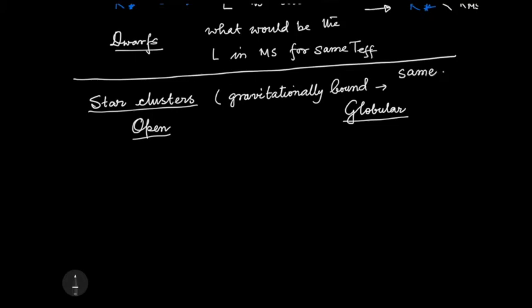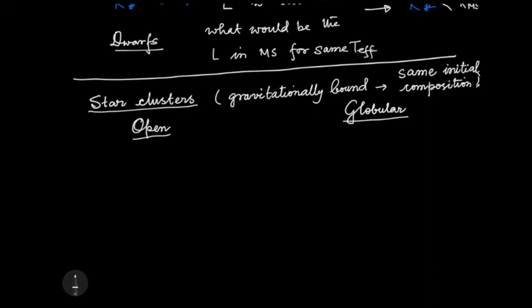So they must have been created from the same initial cloud, or they should have some same initial composition. They're created from the same cloud and they stay gravitationally bound for some time. So they should be in the same initial composition. Their initial composition should be same.